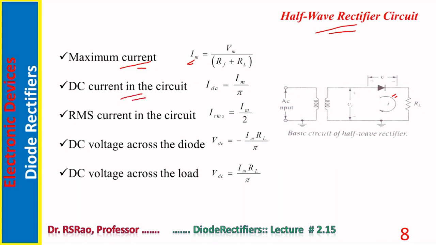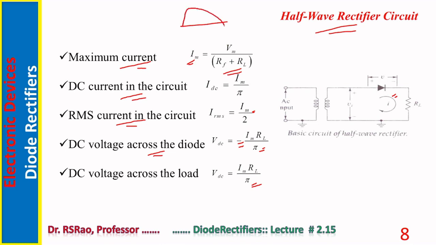DC current in the circuit is Im by pi. RMS current in the circuit is Im by 2. DC voltage across the diode is minus ImRL by pi. DC voltage across the load is ImRL by pi. Of course, the first one is quite easy to understand.